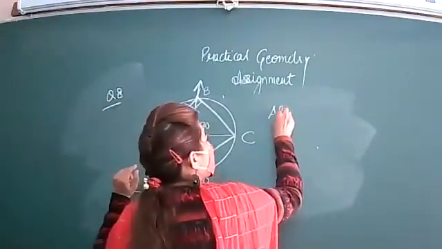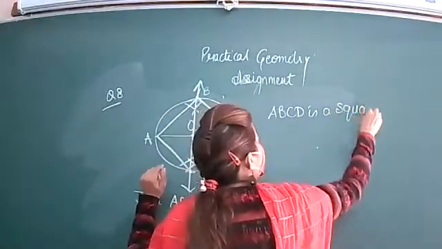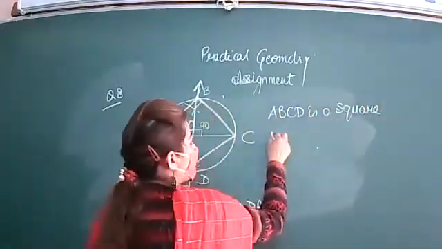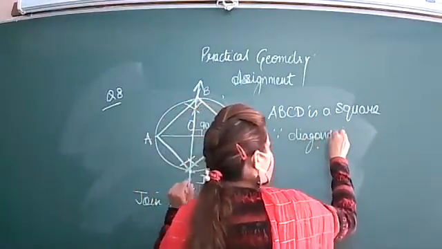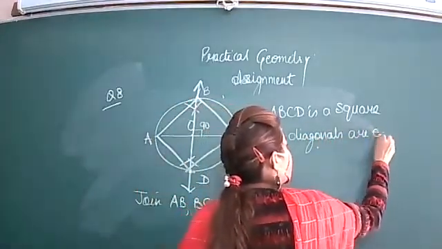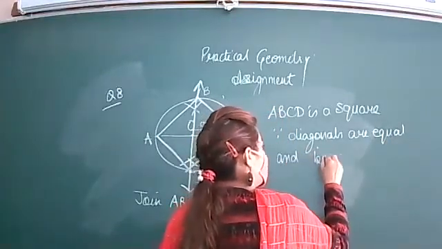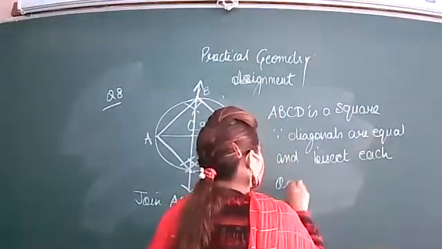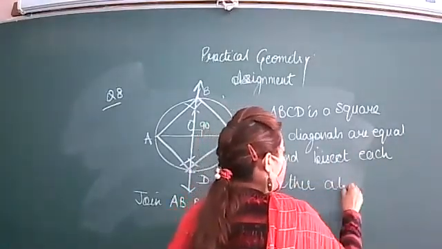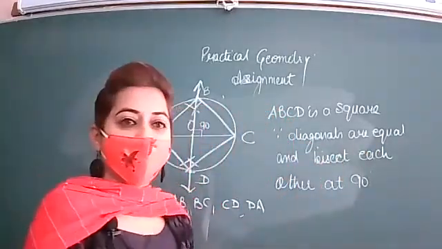So you will write here: ABCD is a square. The reason for this is that ABCD is a square because diagonals are equal and bisect each other at 90 degrees. So this is the reason that you have to give.